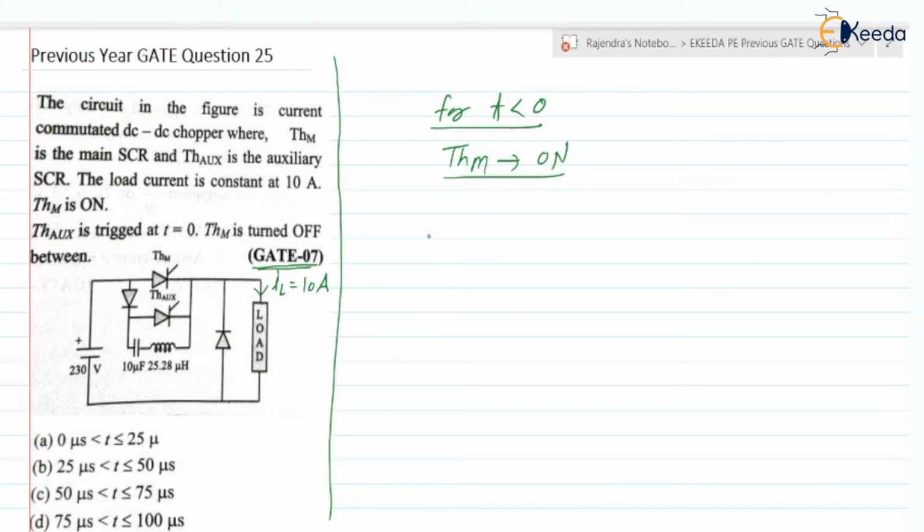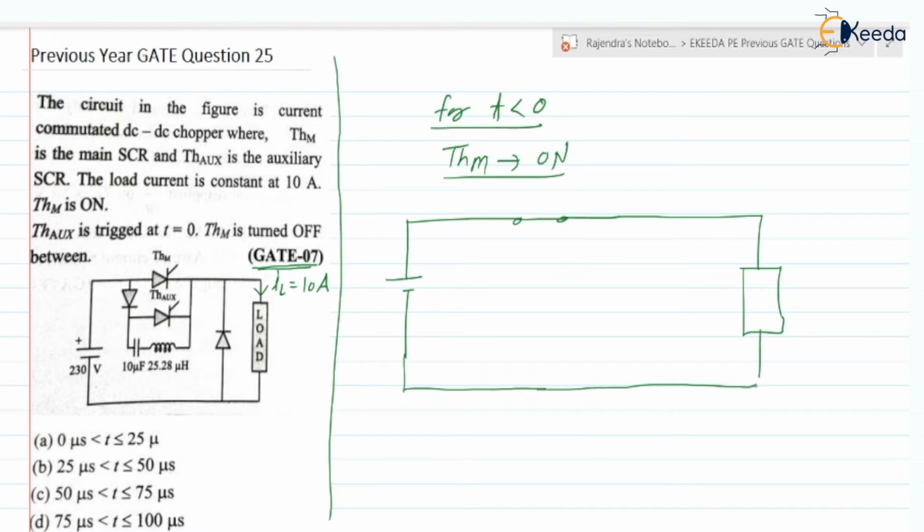So if we draw the circuit for t less than 0, it will be like this. Here we have the supply voltage, and the main thyristor will be in the on state. Next, here is the load, with current flowing from the source towards the load. Here the diode will be in the on state. The capacitor goes on charging. Here is an inductor. The auxiliary thyristor is in the off state. This is the 230 volt supply voltage.